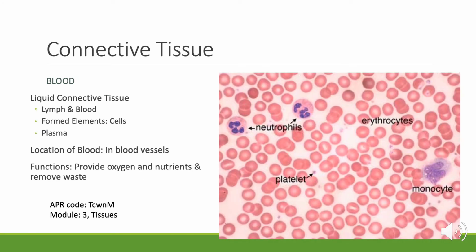Another form of connective tissue is blood. This is a liquid tissue and consists of many different formed elements or cells and plasma, which is liquid. Blood is found in blood vessels, and red blood cells function to provide oxygen and nutrients while removing waste. Other blood cells include platelets and white blood cells, which clot blood and provide immune support respectively.